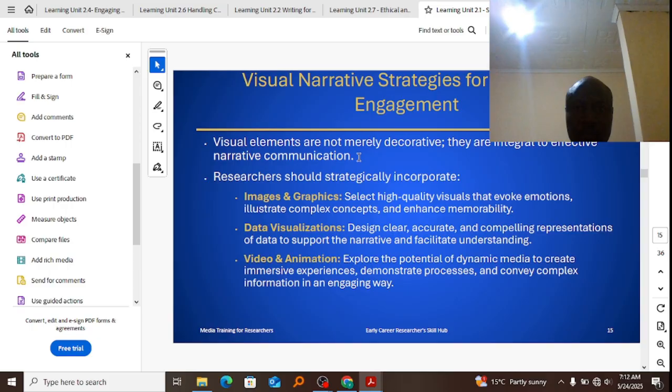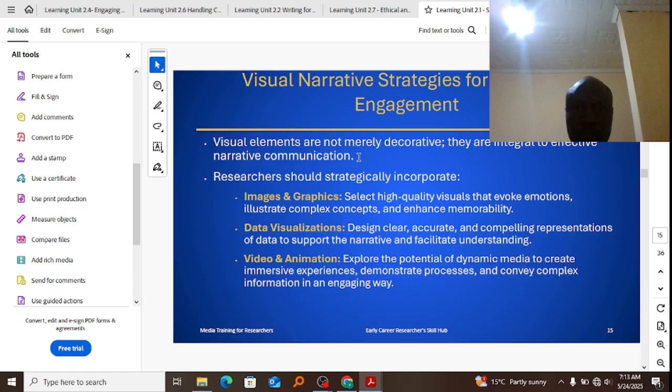Then visual narrative strategies for audience engagement. Visual elements are not merely decorative, they are integral to effective narrative communication. Researchers should strategically incorporate images and graphics. Select high quality visuals that evoke emotions, illustrate complex concepts, and enhance memorability. You see, this will encourage people to listen, because you're making it interesting, you're making it appealing.